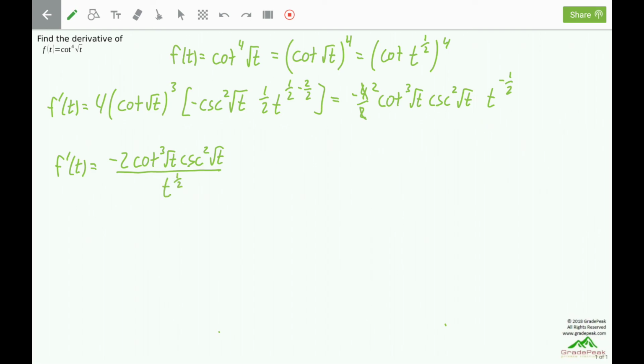Of course, positive 1/2 means first power and square root, so we can take one more step where we rewrite that. So I'm going to have a negative 2 cotangent cubed of square root of t, cosecant squared of square root of t, and then all of that divided by the square root of t, and that's our derivative f prime of t.